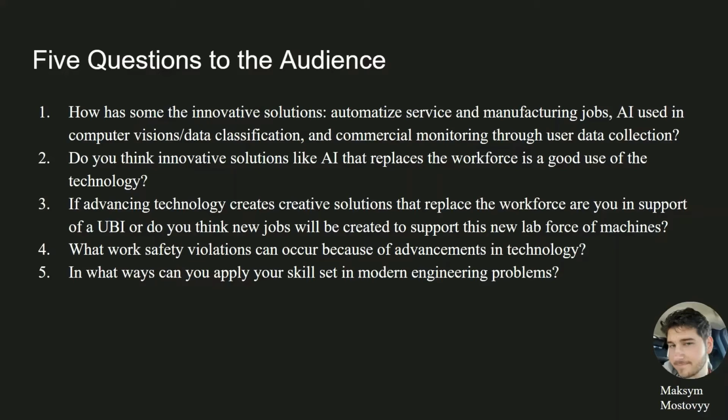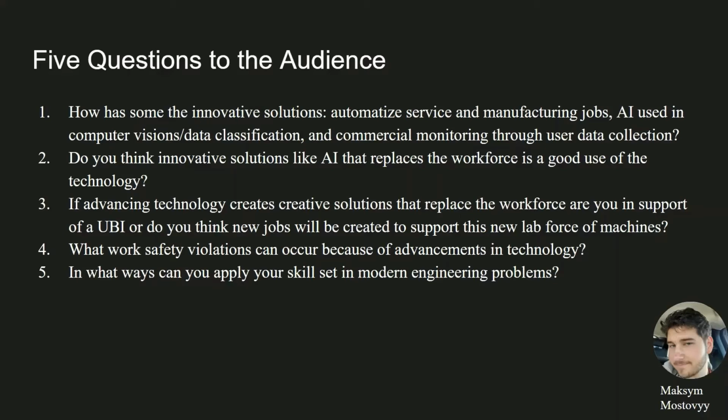Do you think that AI replacing the workforce is going to create such an upheaval, with a lack of low skilled labor, that it's a stark negative? Is advancing technology creating innovative solutions that replace the workforce? Are you in support of that? In theory, if advancing technology replaced the workforce and now there's a lack of low skilled labor and it stays that way, are you in support of a UBI, universal basic income, or do you think the new jobs created from this new innovation will support the labor force, as in the new machine maintenance jobs that are created?